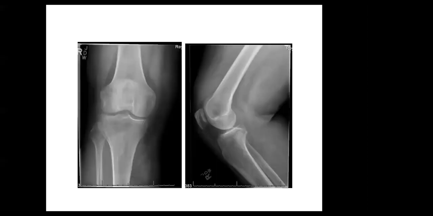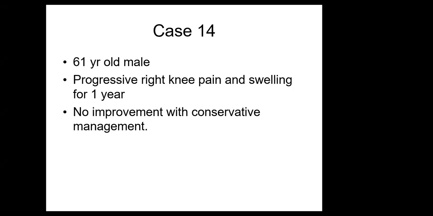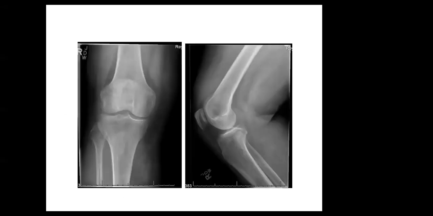All right, let's go back to the history. 61-year-old, progressive knee pain and swelling for 1 year, no improvement with conservative management. On the radiograph, what we see is a joint effusion, moderate-sized. Joint spaces are otherwise fine, no focal bone lesion, no calcification.